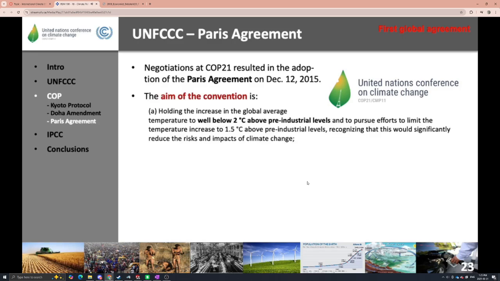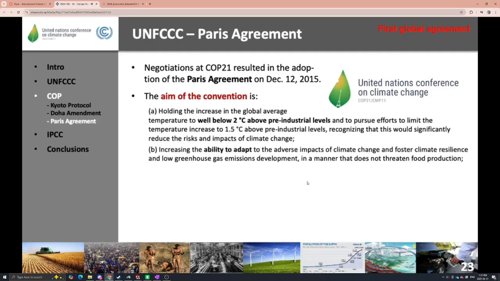The first goal is to hold the increase in the average global temperature to well below 2 degrees Celsius above pre-industrial levels, and pursue efforts to keep the overall increase below 1.5 degrees Celsius. So they affirmed their commitment to the targets of the Copenhagen Accord and then made it even more ambitious because that's what was required.